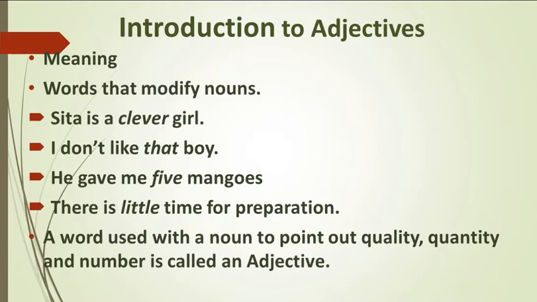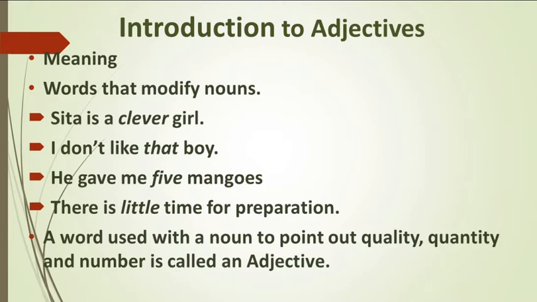So, if we observe, all the examples exemplify that a word used with a noun to point out quality, quantity and number is called an adjective. That means a word used with a noun to describe or point out the person, animal, place or thing which the noun names, or to tell the number or quantity, is called an adjective.